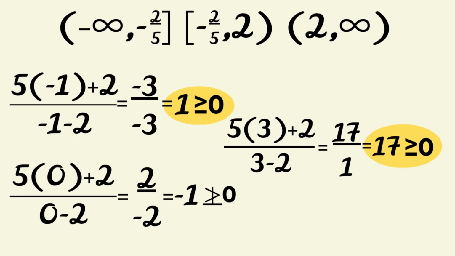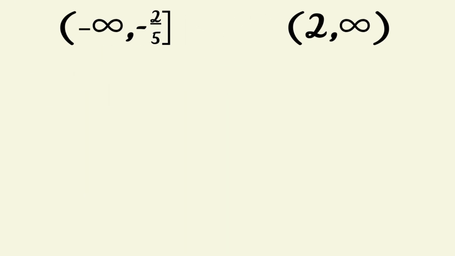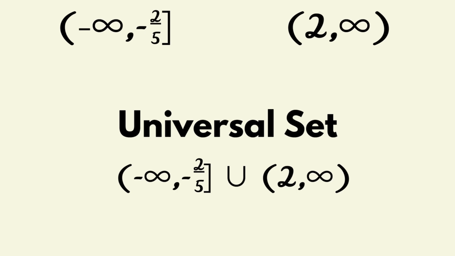So, negative 2 over 5 and 2 is false. And negative infinity and negative 2 over 5, 2 and infinity is true. So, negative infinity and negative 2 over 5, 2 and infinity is our universal set.